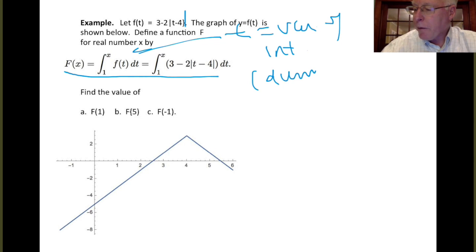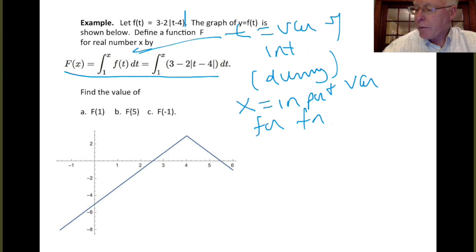So it's the dummy variable. The x is something different. X is the input variable for the function. Now, it wouldn't matter here if I replace the t by z or theta or u, but I should never replace t by x in this context. I don't want variables playing two different roles.